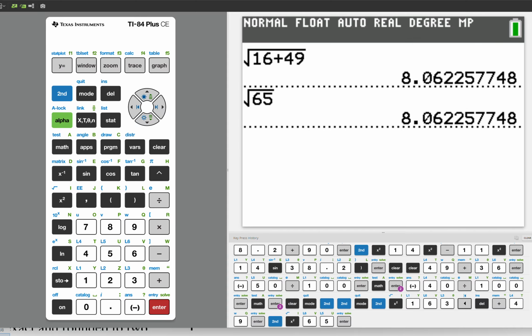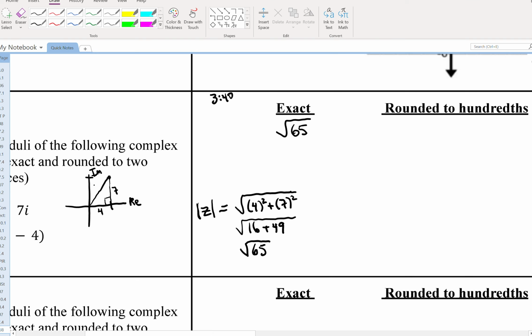8.06. So rounded to the hundredths place, that's 8.06. And both of those answers then are required for this. So remember, how do I simplify radicals? And then what does that look like when we're rounding them to the hundredths place?